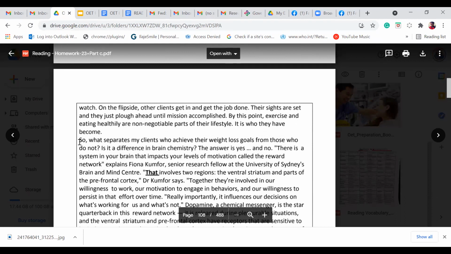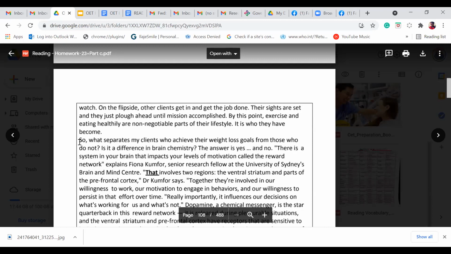Is it a difference in brain chemistry? The answer is yes and no. There is a system in your brain that impacts your levels of motivation called the reward network, explains Fiona Comfort, who is a senior research fellow at the University of Sydney's Brain and Mind Center. Now, are you going to stop there because you have found Fiona Comfort? Yes or no? Are you going to stop reading there to get your answer, or are you going to go ahead?